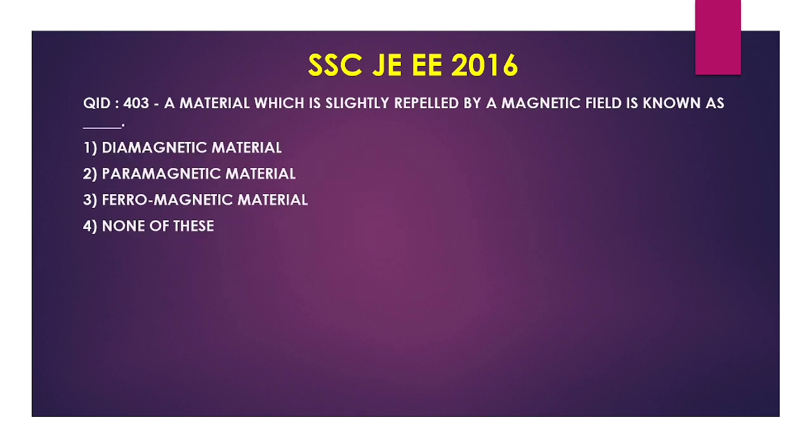A material which is slightly repelled by a magnetic field is known as dash. Among these four options, which material is repelled by a magnetic field? This is the question. The options are diamagnetic material, paramagnetic material, ferromagnetic material, and none of these. Just predict the answer.